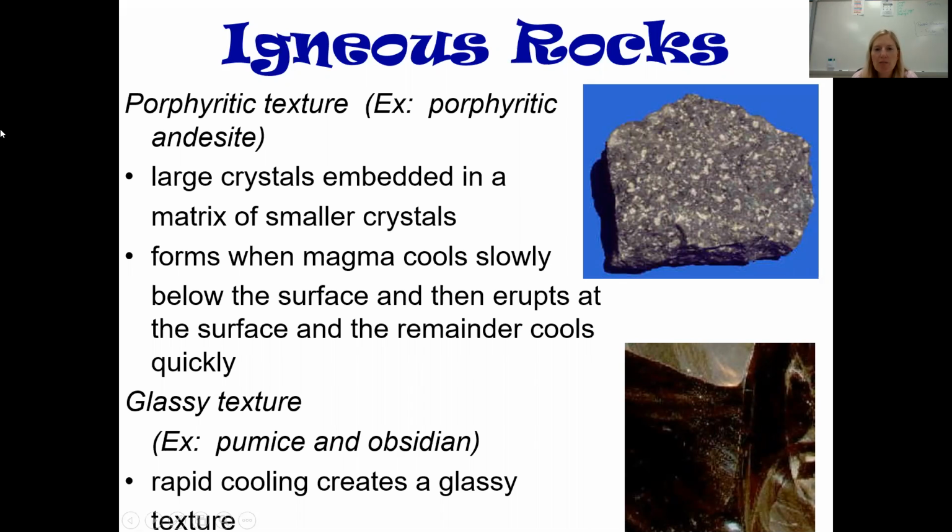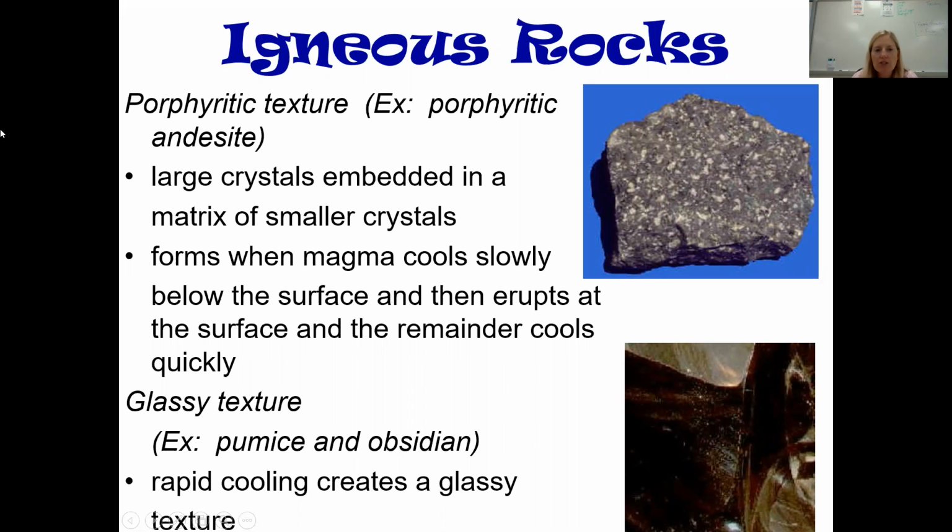So with porphyritic, most of it is going to be fine-grained or smaller crystals, and then we'll have those larger crystals that are embedded within it. So you have a picture there of a porphyritic andesite.